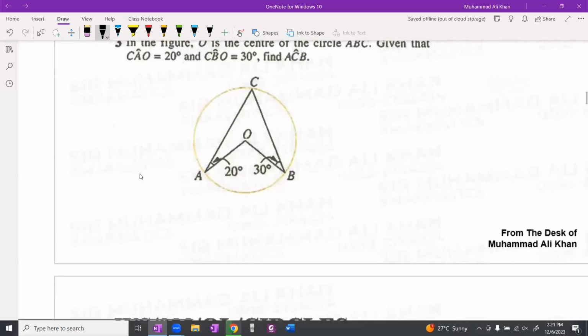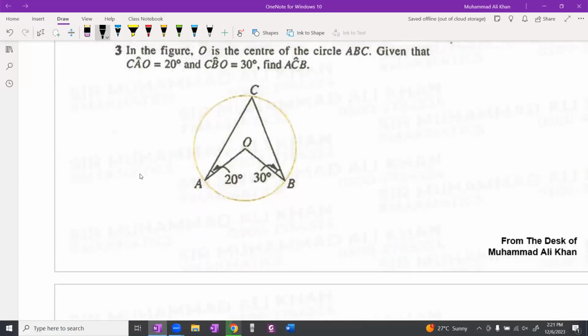Now the next question is, we have to calculate angle ACB, this angle. We have to calculate angle ACB. Now look, if we join a straight line from the center to C, then children, these 3 are radii. So this is 20, so this is also 20. And if this is 30, then this is also 30. So the complete angle is 50.